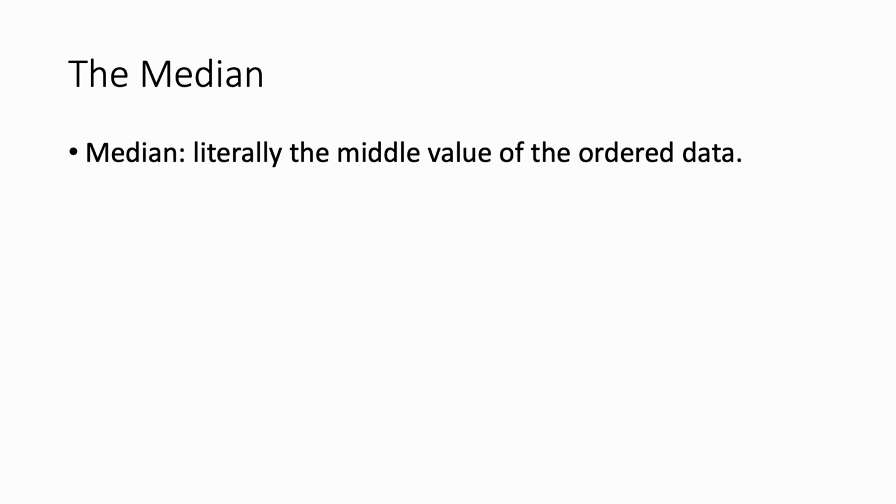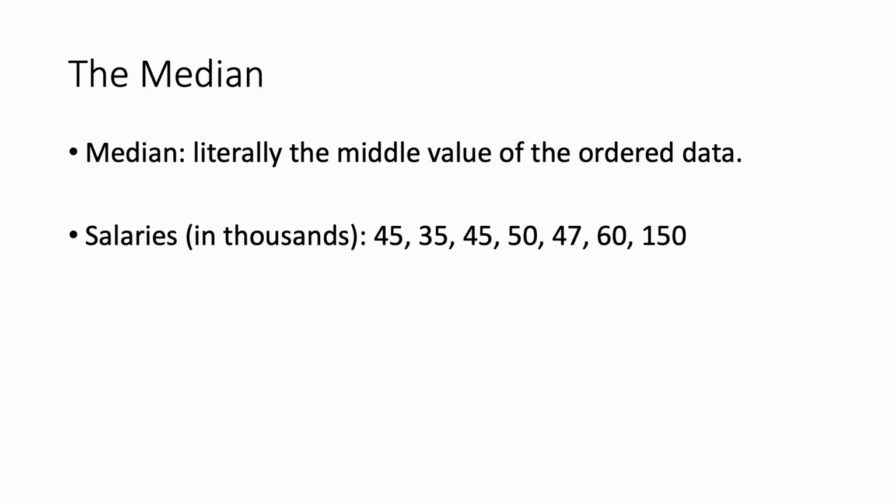At the median, half the data values are at or below it, and half are at or above it. This makes the median a very stable measure of the center, especially when a data set contains extremely large or small values, or as we call them, outliers. Here's our first example. These are the salaries of 7 people.